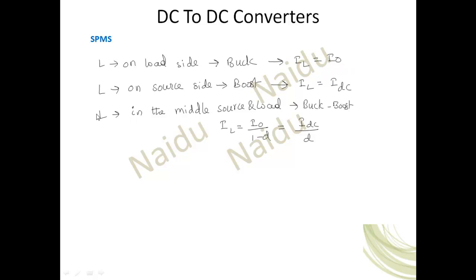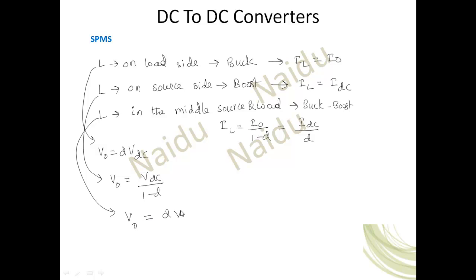Remember, V average you can also calculate. For the buck converter, we know that V average is equal to D times VDC. For the boost converter, V average is equal to VDC by 1 minus D. And for the buck-boost converter, V average is equal to D times VDC by 1 minus D. But remember, there will be a sign inversion from source to load. That is very important.